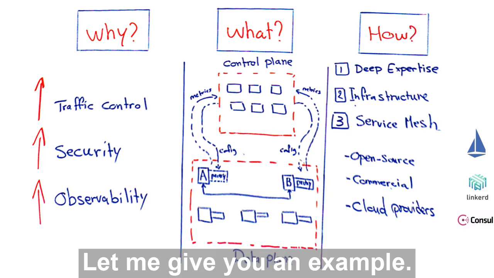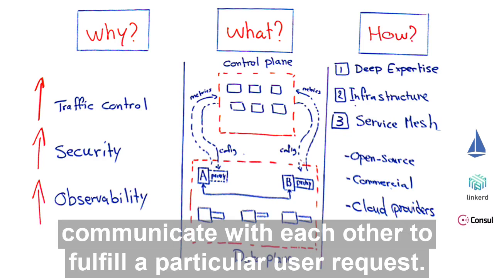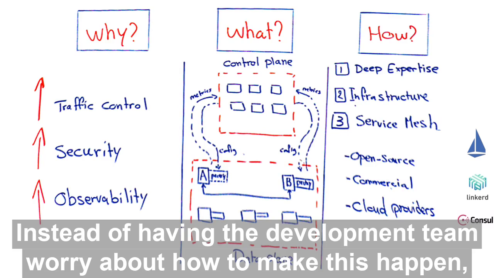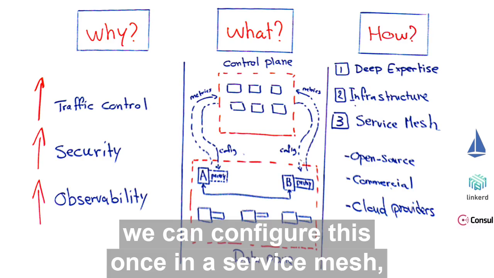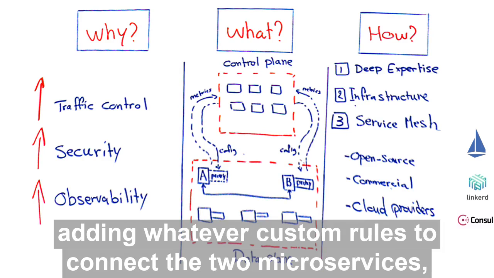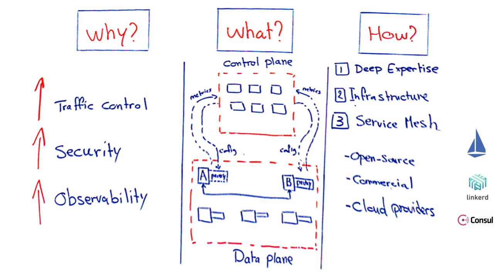Let me give you an example. Let's assume the two microservices shown here, A and B, need to communicate with each other to fulfill a particular user request. Instead of having the development team worry about how to make this happen, we can configure this once in a service mesh, adding whatever custom rules to connect the two microservices, including load balancing.